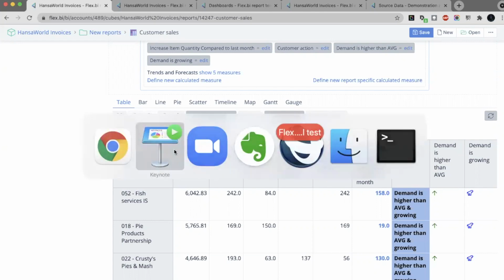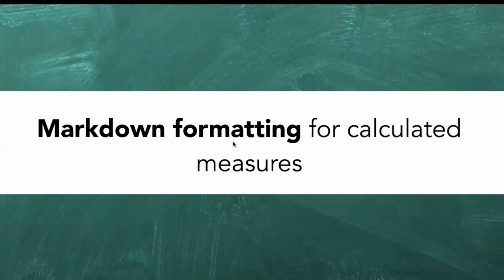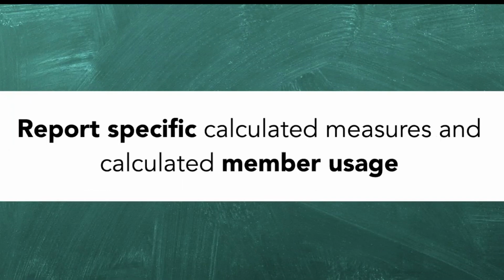Okay, so moving on. If you have questions, you can still leave them. I'm moving on to the next topic then. So this is Markdown formatting. The next topic is report-specific calculated measures and calculated member usage.